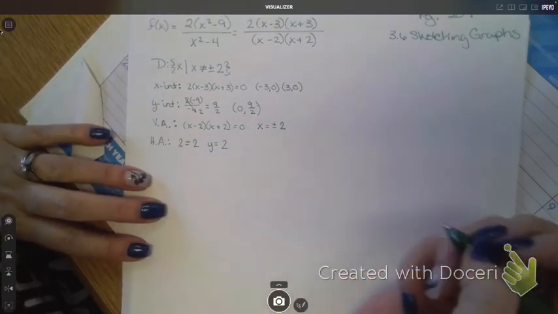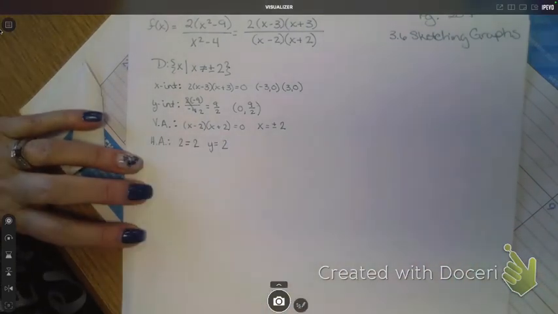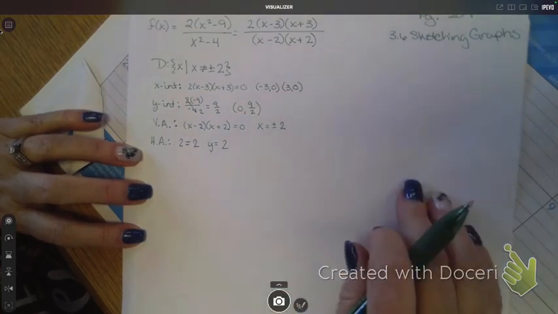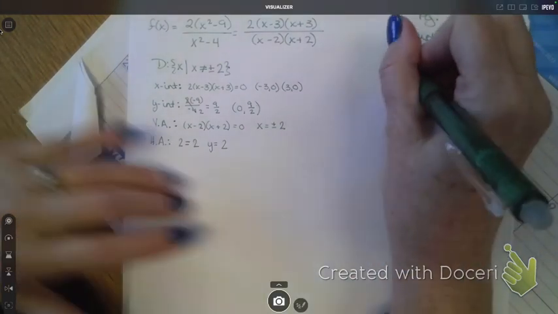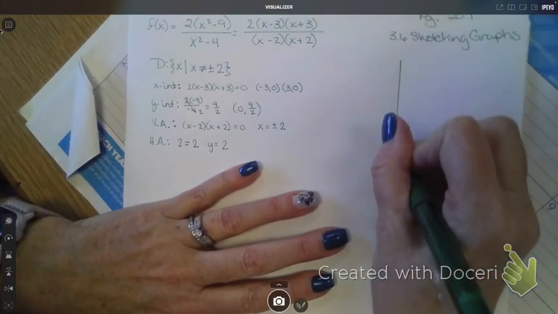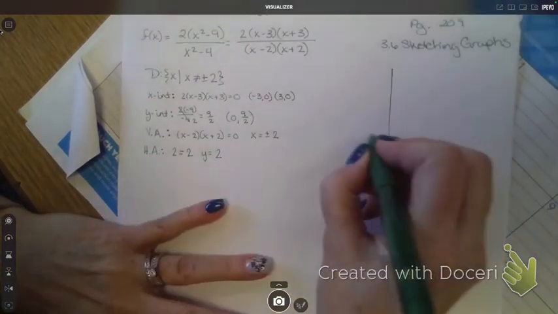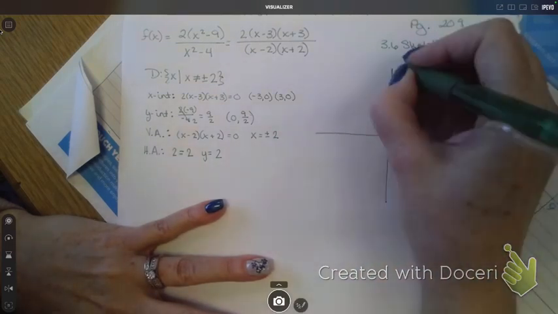Okay, and then we need to do symmetry. Where do you want to put your graph? You want to put our graph here? Yeah. Okay. Oh, I don't feel like that's straight. No, that's pretty straight.